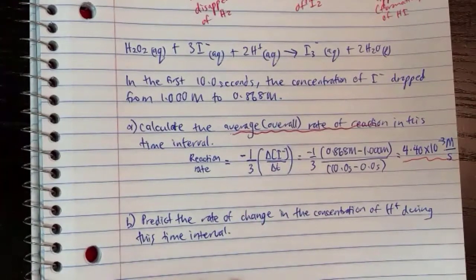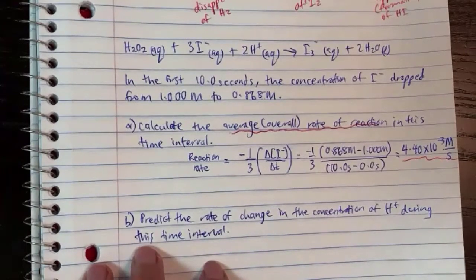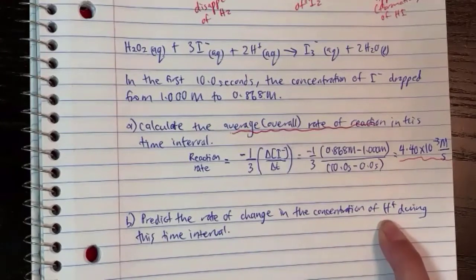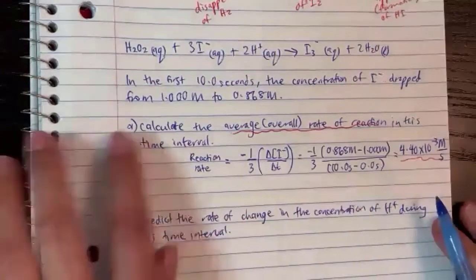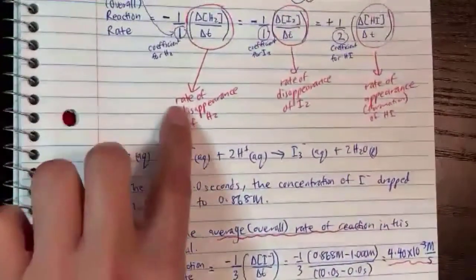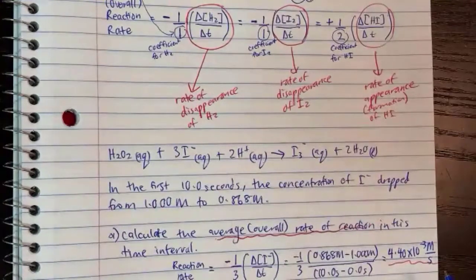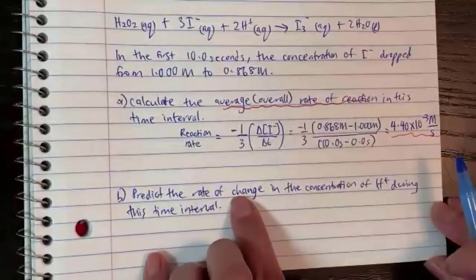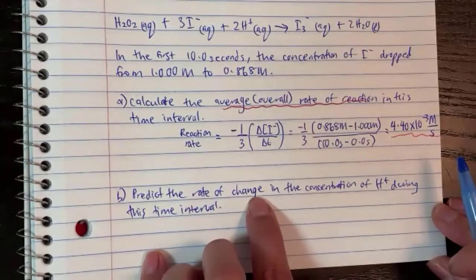All right, so the next part here, they said predict the rate of change in the concentration of H plus. So they're not saying the rate of reaction anymore. They're saying change in the concentration of H plus. Now that's these little terms here. They're to the point where they don't even tell you if it's going up or down. They don't tell you appearance or disappearance. They just say change. You notice that? But we can figure it out.